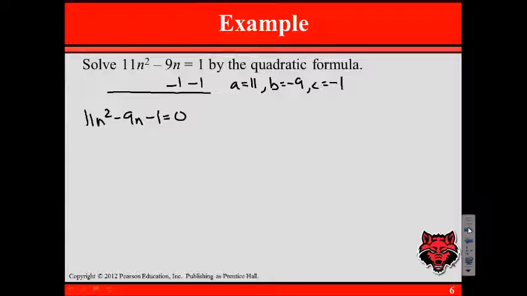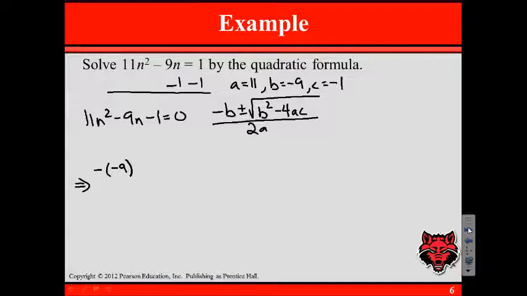Let's write the quadratic formula. If we write that every time, we should be able to remember it by the time we test. So negative b plus or minus the square root of b squared minus 4ac, all divided by 2a. Plugging in gives us negative 9, or the opposite of negative 9, plus or minus the square root of negative 9 squared minus 4 times a, which is 11, times c, which is negative 1, all divided by 2 times 11.